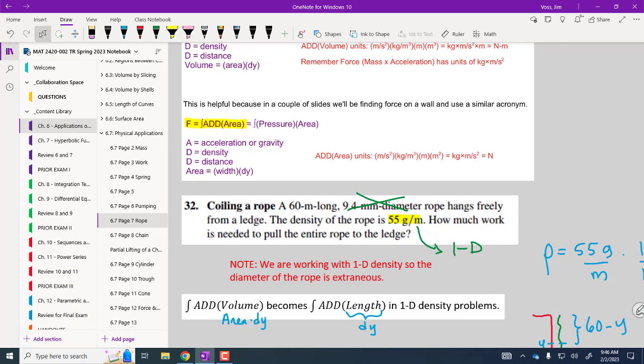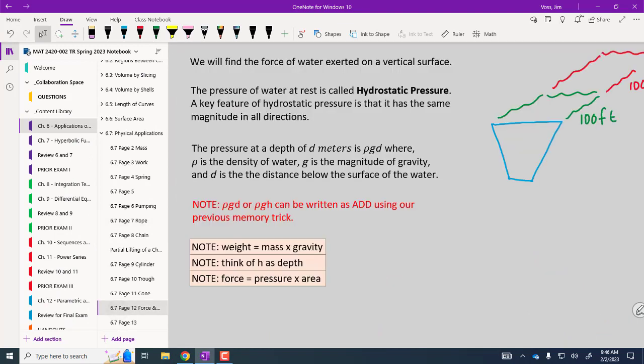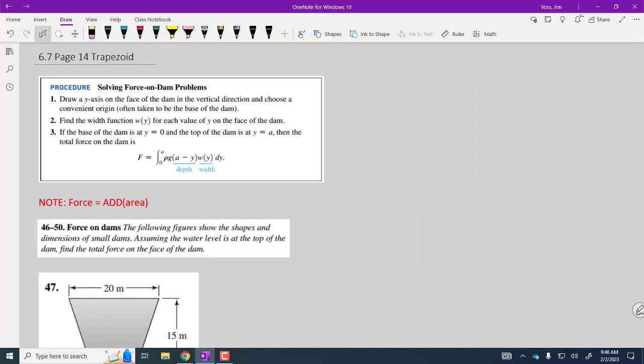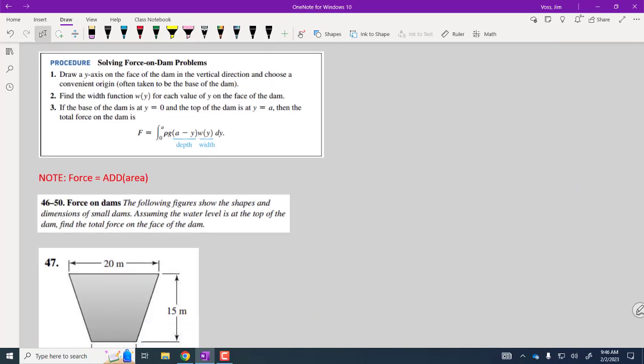So let's try one of these. Here we have the setup. Let's write down our formula. Here's how I would write it with the acronym. And the ADD mean essentially the same thing that they meant in the last problems. Acceleration, density, and here instead of distance, maybe you want to replace that idea with depth. Depth is distance from the surface, so you can think of it as distance anyway. That is going to give us force. This is going to work every time for these force problems.